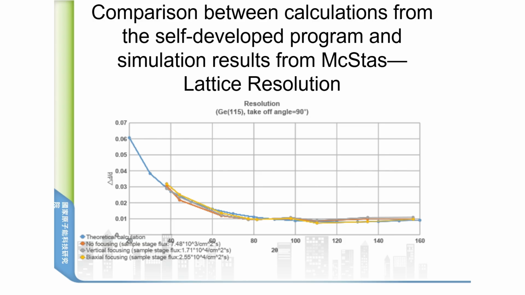The figure shows a resolution comparison between the theoretical calculations and McStas simulation results, with the horizontal axis representing the diffraction angle and the vertical axis representing the lattice resolution. The blue line indicates the results from theoretical calculations, while the other colors correspond to McStas simulation results under different focusing conditions. As shown, the theoretical calculations align well with the simulation results, achieving a good fit.